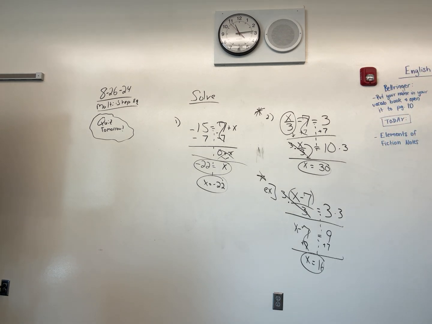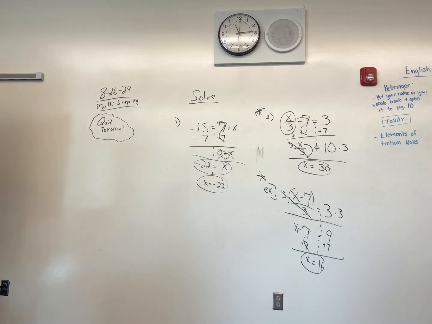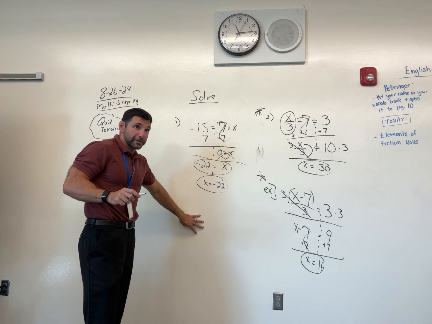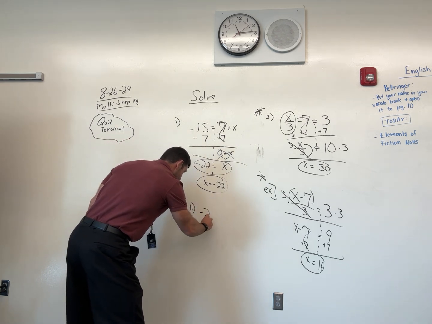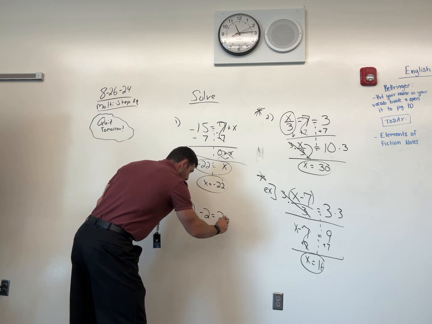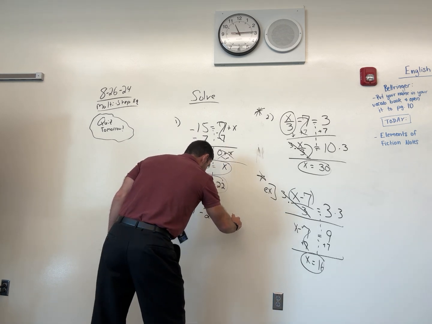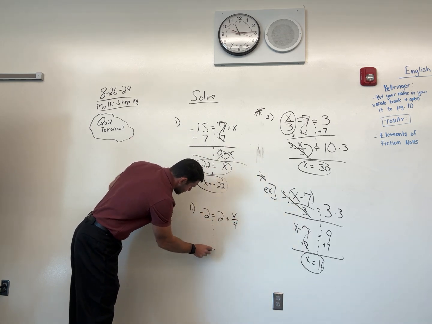Are there any from 1 through 11 that you'd like to see now? I'd be glad to show you. 11. Yes, sir. May I do it down here? Would this confuse you if I do it down here? Okay. So make sure I'm writing this correctly. Negative 2 equals 2 plus, what is it, v divided by 4? Yeah. Okay. Find the balance point.